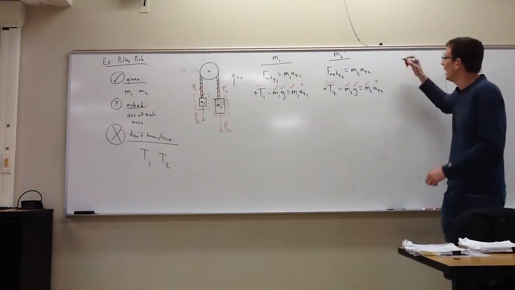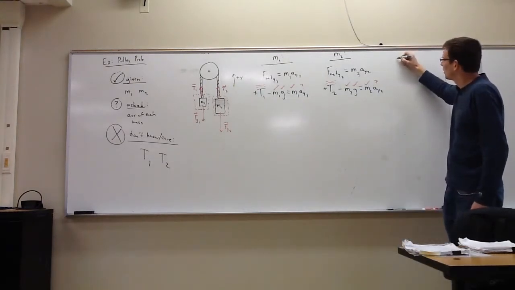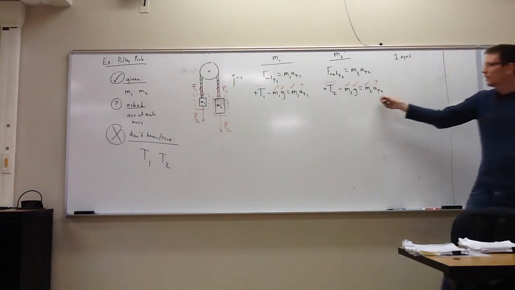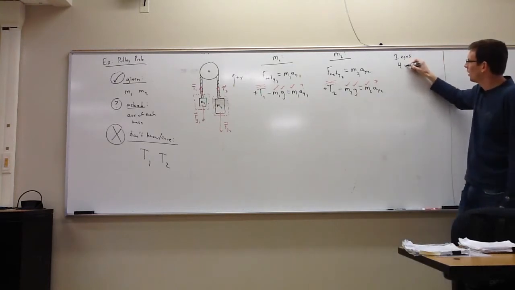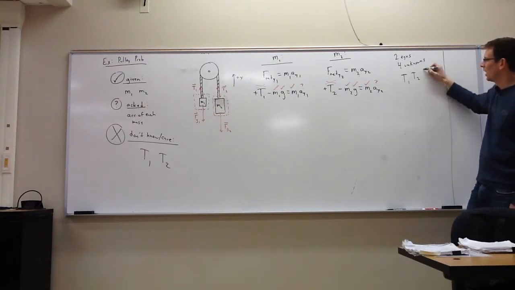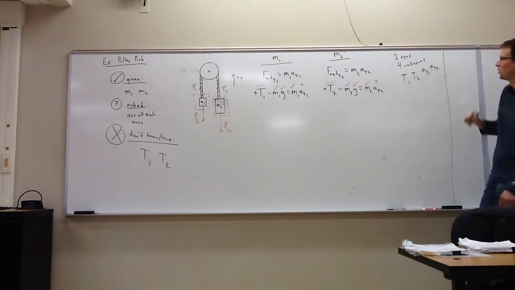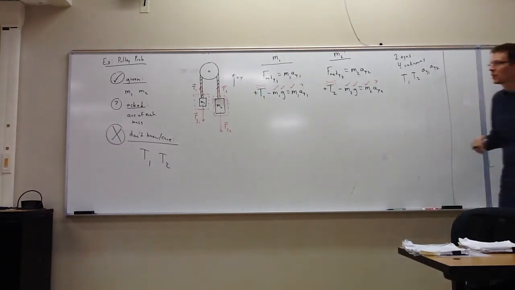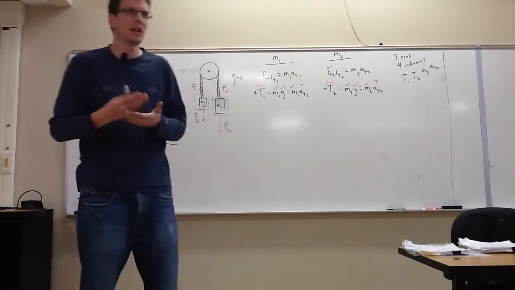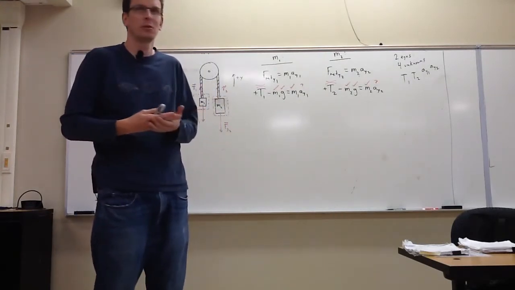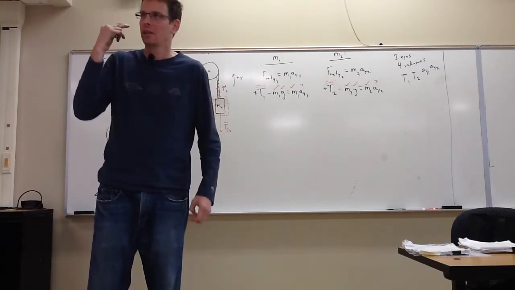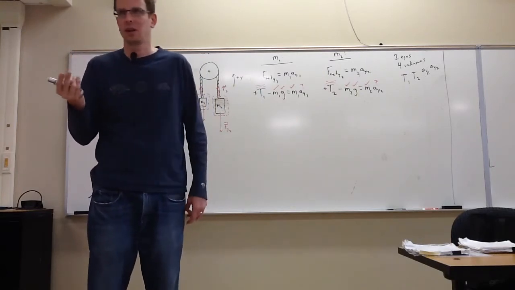Here's the problem, though. Right now we have two equations, right? This one and this one. But we have four unknowns. We have T1, T2, which we don't want, and A1 and A2, which we do want. You should probably know from math class that is not a solvable system, right? You cannot get four unknowns out of two equations. What's the most unknowns we could get out of this? Two, right? You can only get as many things as you have independent equations to get them, right?